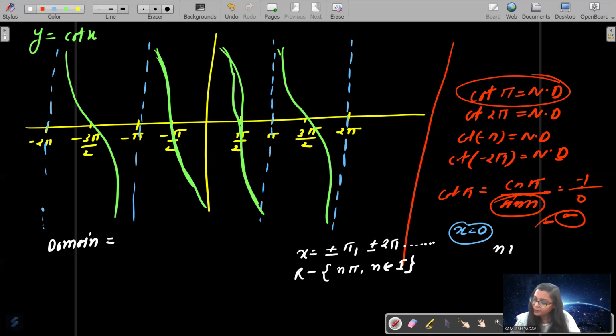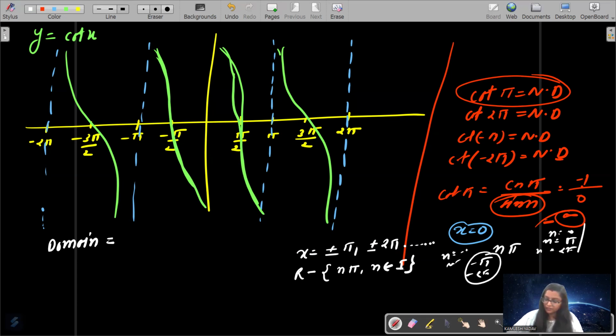Why do I write here n pi? Because if we put n equal to 0, it means 0. N equal to 1 means pi. N equal to 2 means 2 pi. Then when n equal to minus 1, then minus pi, then minus 2 pi. So that's why in general form I write here n pi. So the domain is equal to R minus n pi, where n belongs to the set of integers.